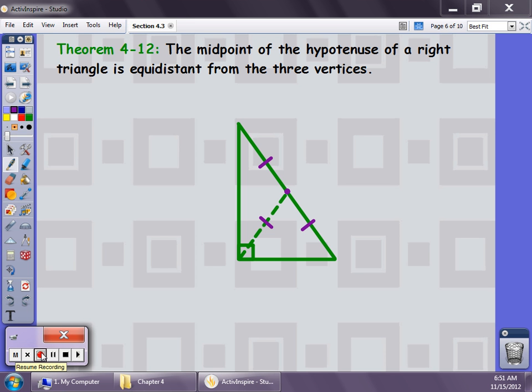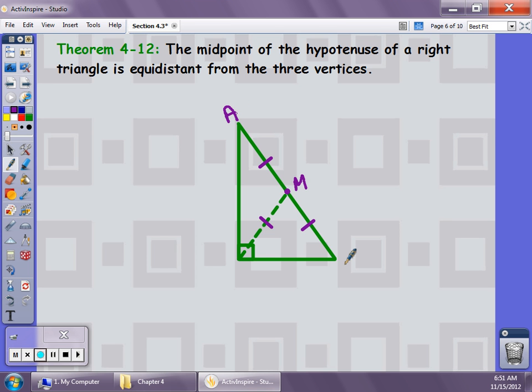Theorem 4-12 states the midpoint of the hypotenuse of a right triangle is equidistant from the 3 vertices. Let's say that we have point M, and we have triangle ABC. Point M is the midpoint of AB.